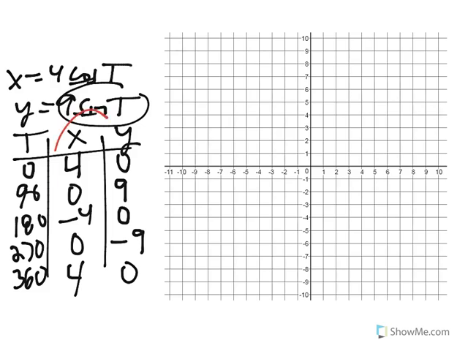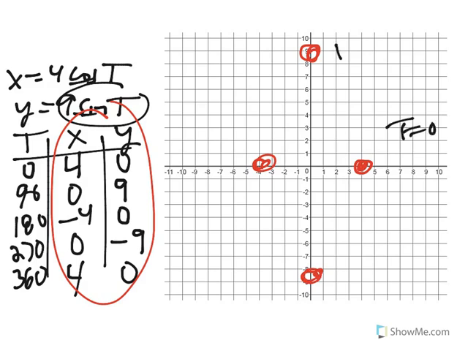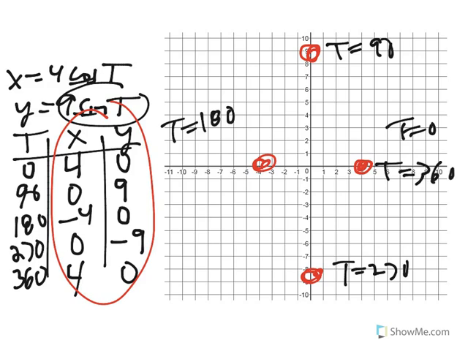When I plot these points, I get 4, 0, then 0, 9, then negative 4, 0, then 0, negative 9. And the points came out in this order, and back to t equals 360. So it tells us that it went around, and it seems to be an ellipse, and we're going to find out whether it is actually an ellipse in a second.